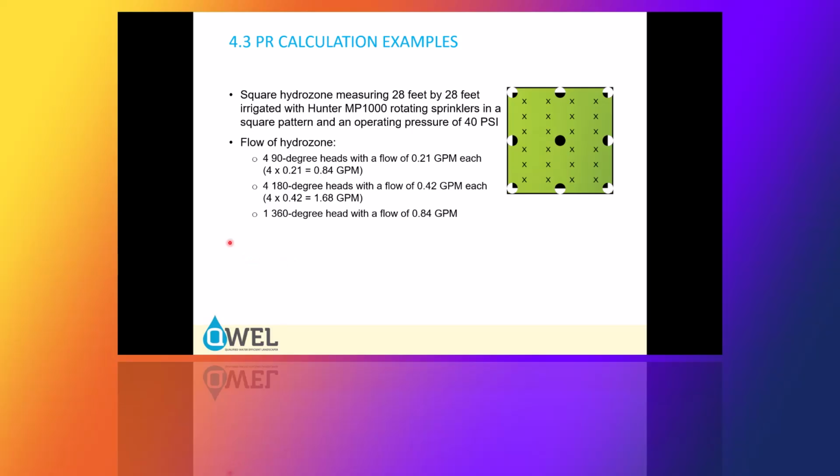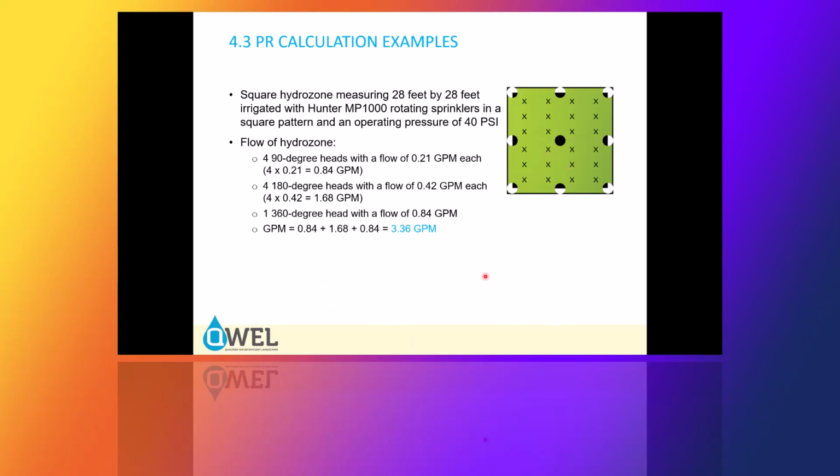So here's a precipitation rate calculation example. We've got a square hydrozone measuring 28 by 28, irrigated with the Hunter MP Rotators, which are matched precipitation rate, operating at a pressure of 40 psi. In this case, we've got 4 90-degree heads on the corners at a flow rate of 0.21 each. We have 4 180-degree heads with a flow rate of 0.42. There's one here, one here, one here, and one here, and then one full circle one in the middle.